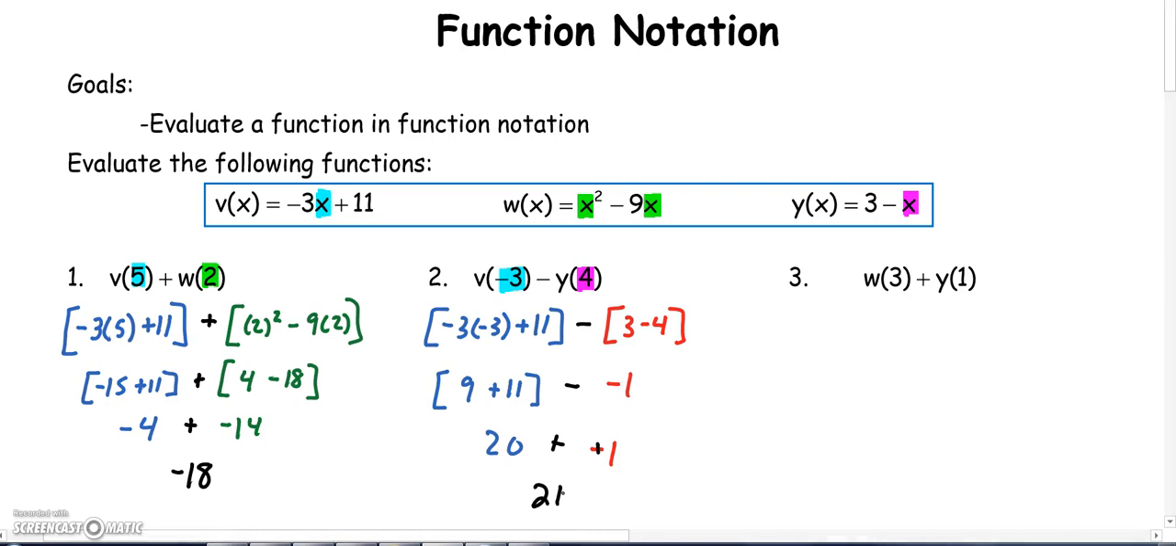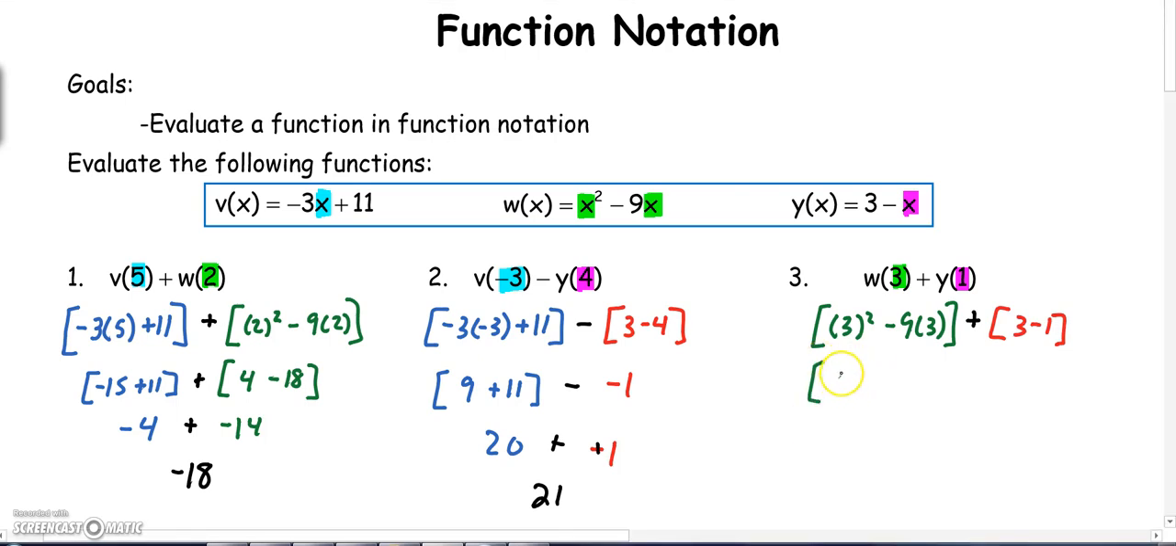Let's look at the same thing for number 3. I have w of 3 plus y of 1. So I'm going to substitute 3 into both x's in my w equation. 3 squared minus 9 times 3, plus my y equation. I'm going to substitute 1 in for x. 3 minus 1.